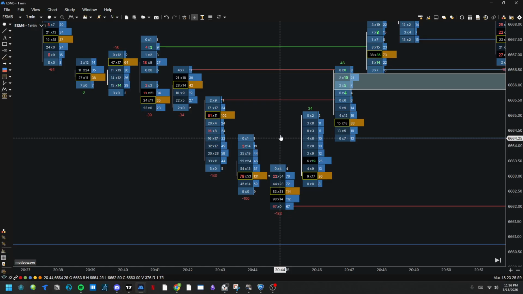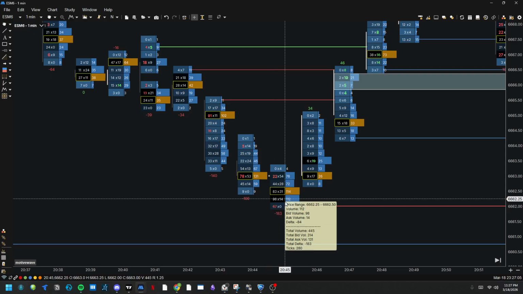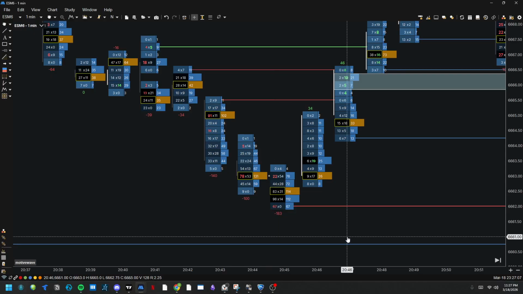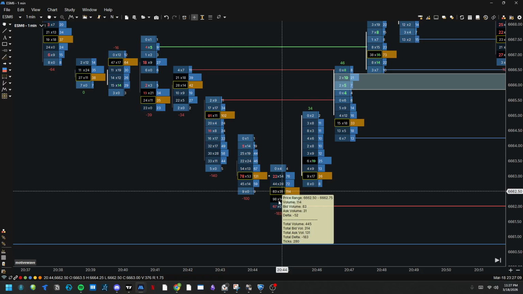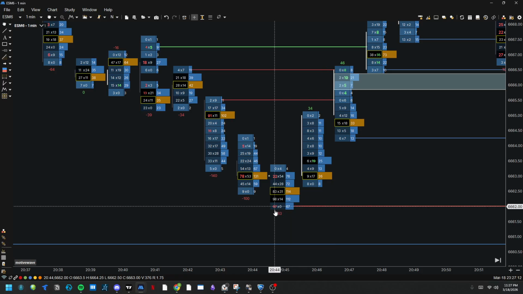I'm going to touch up on that later. As of now, as you can see on this footprint, we have 67 on 0, 98 on 14, 83 on 31. 83 is far greater than 31, 98 is far greater than 14, 67 is far greater than 0. So right here, you have all these trapped sellers that are trying to push the market down.